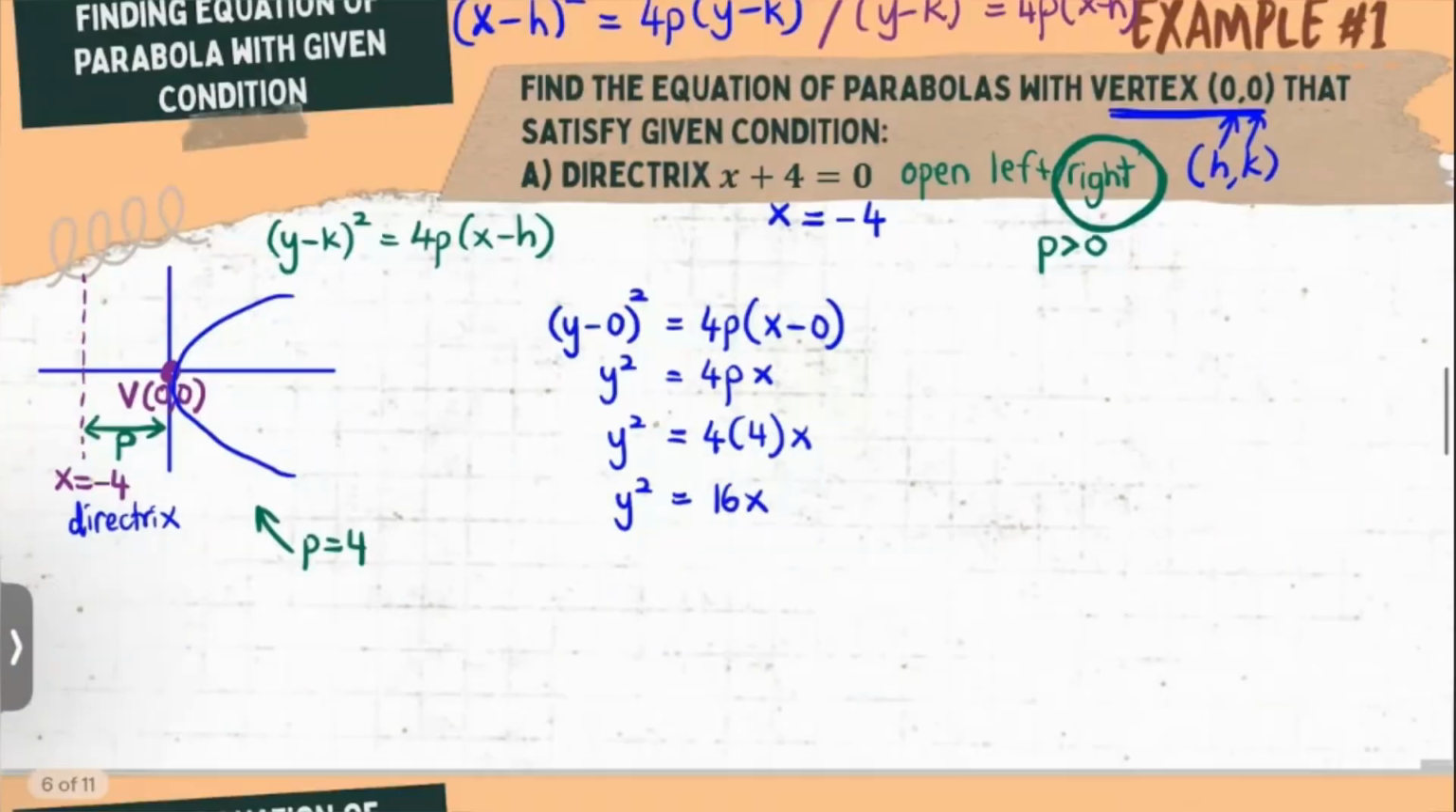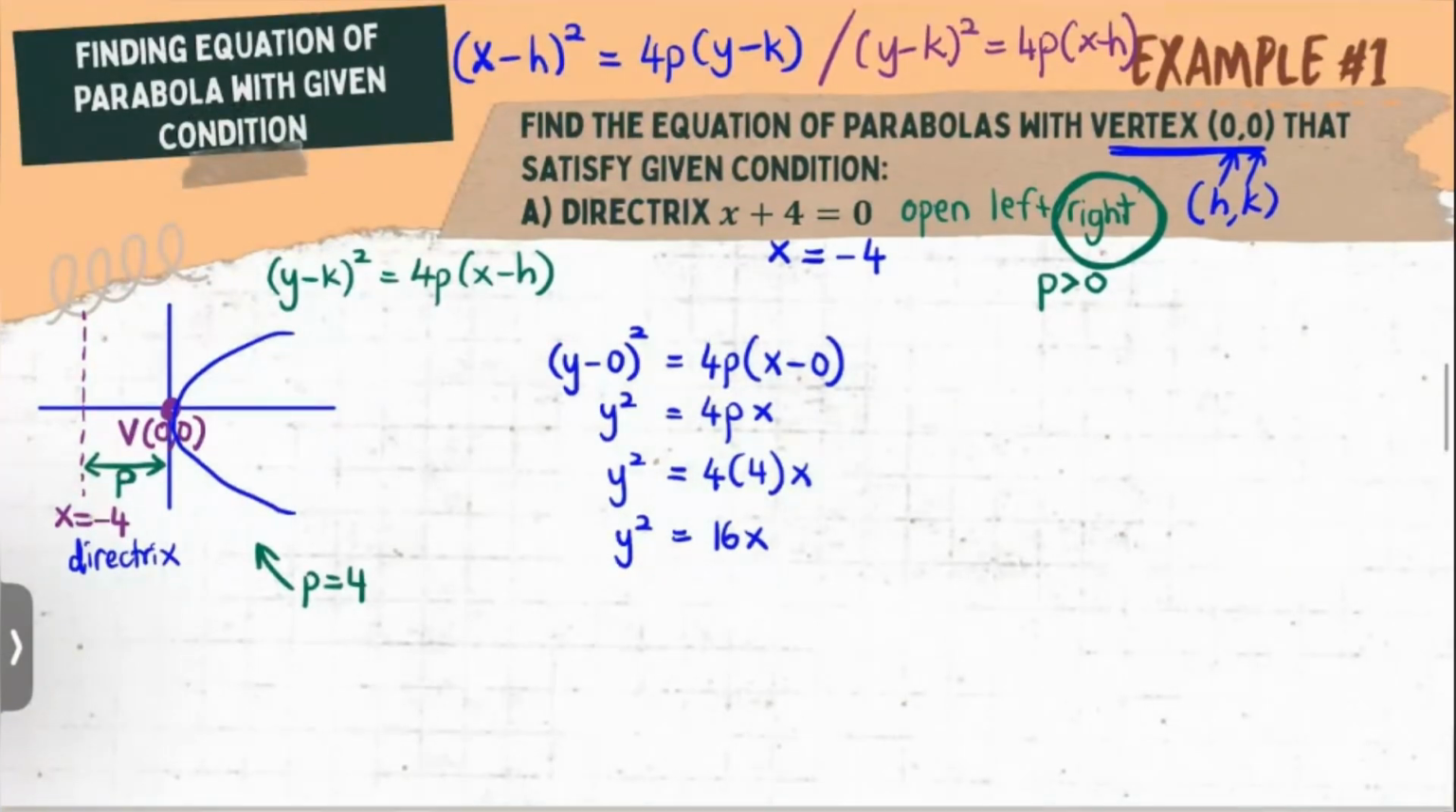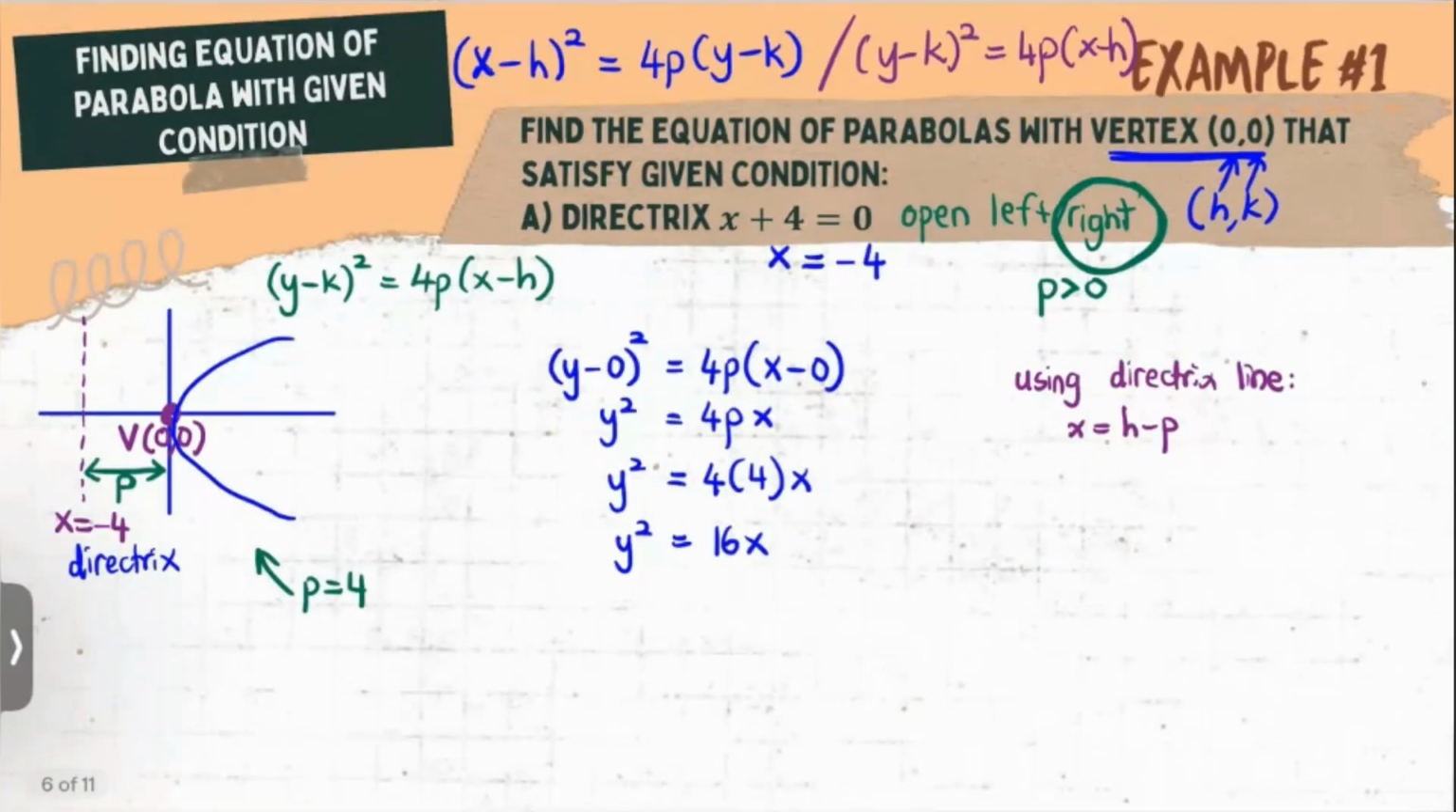Okay. So actually p kamu boleh cari dengan cara itu jugalah. So using directrix line, okay, kita compare x equals to h minus p. So, okay. Karena ni kamu ada equation x equals to negative 4. So, x equals to h kamu adalah kosong kan dekat sini. H kamu kosong tolak p.